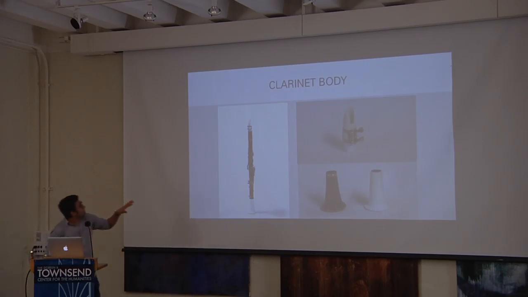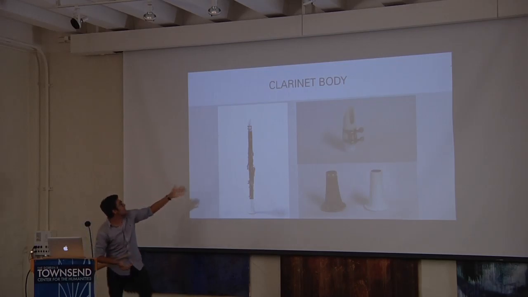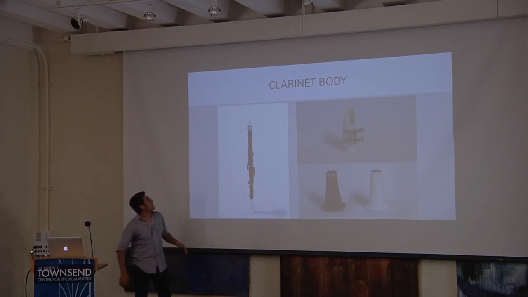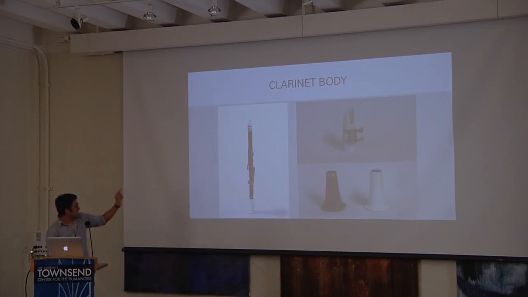The other part is the clarinet body. So you see, this is a typical clarinet, and there are two models that I made. One of them is the bell, which I have in here. It's not that exciting, it's just a little bell. This helps project the tone. This doesn't have that much to do with the tone of your instrument, it just makes it louder.